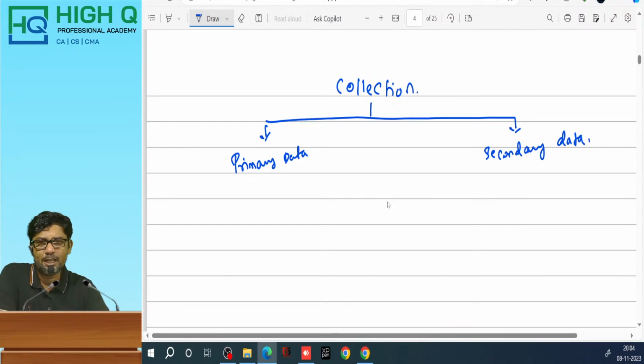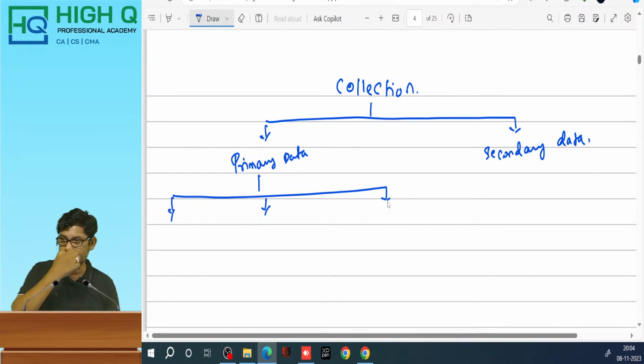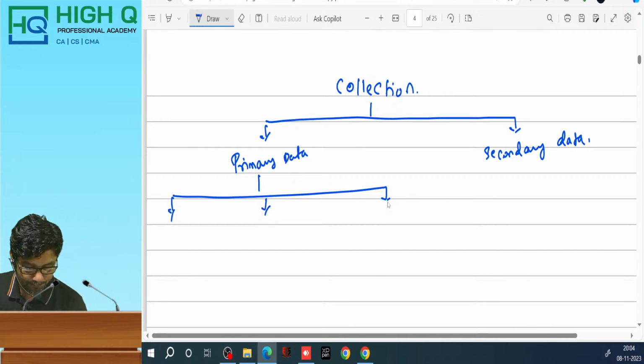Now, in mathematics there is a hack, na? In statistics these are the hacks. Please understand. Now, primary data, secondary data. Collection is what? One is primary data, the other one is what? Secondary data. Now, primary data can be collected in 3 ways. In 3 methods we can collect primary data. Primary data can be collected in how many methods? 3 methods. One is what? Interview method.